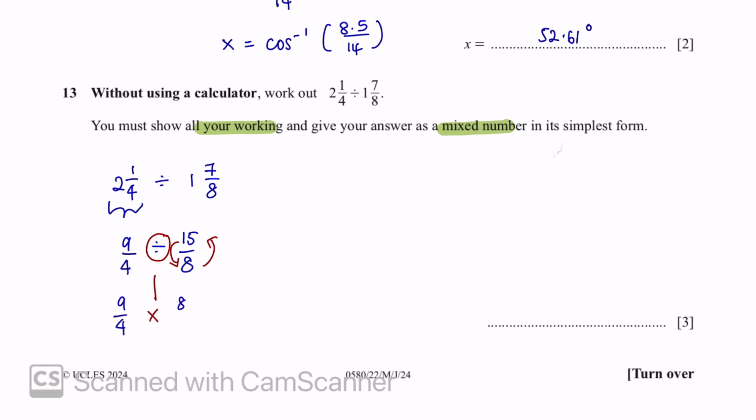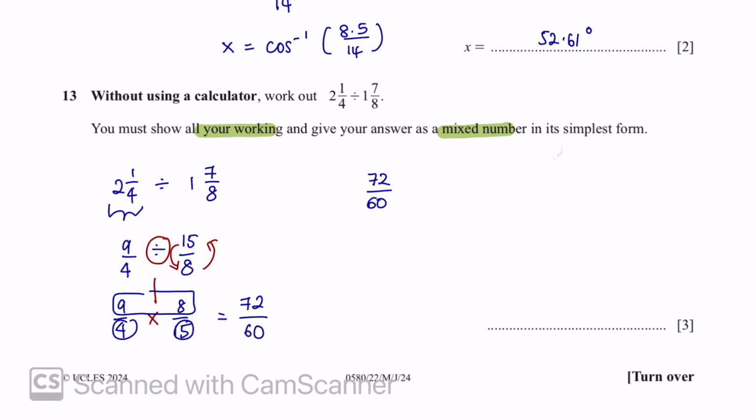So it will be 8 over 15. Now we can just multiply the numerator, which is 9 multiplied by 8, 72, and multiply the denominator 4 by 15, which is 60. Now changing back 72 over 60 into a mixed number would be 1 and 12 over 60. And simplifying this would be dividing it by 12, which is 1, and 60 divided by 12 would be 5. So the final answer is 1 and 1 over 5.